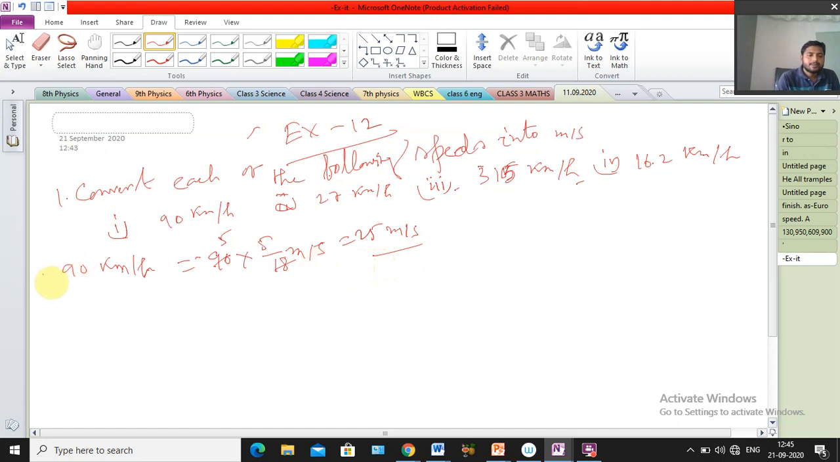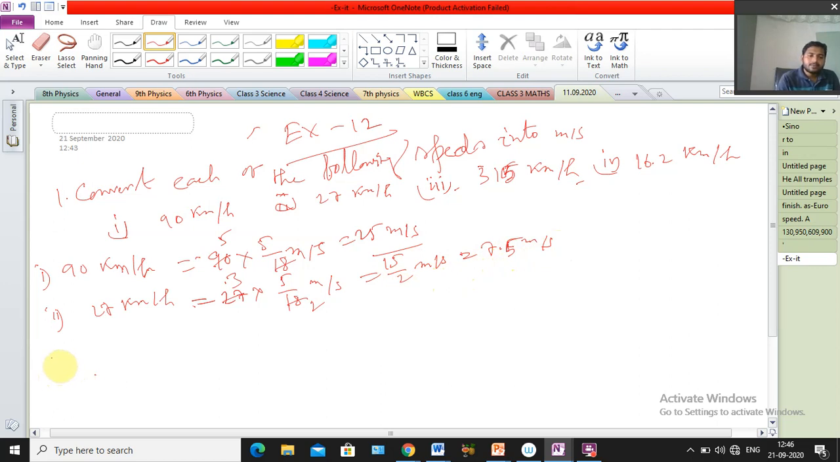Next, question number 2, 27 km per hour, that means 27 into 5 by 18 meter per second. Cancel it here: 9 twos are 18 and 9 threes are 27. So we are getting 3 into 5, 15 by 2 meter per second. 15 by 2 means what? 7.5 meter per second. Clear or not? 7.5 meter per second.